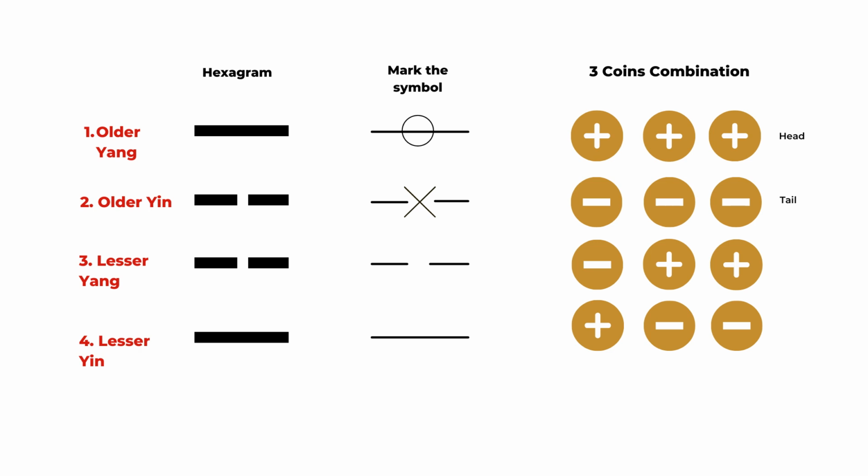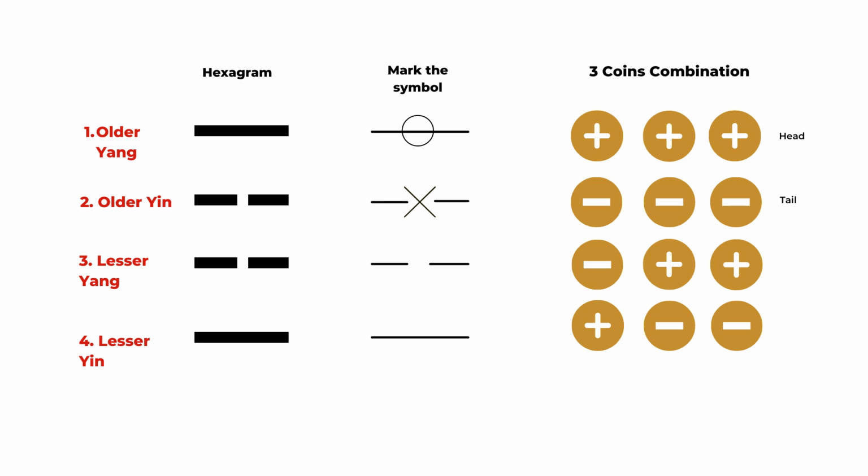So how do we interpret those combinations? The first one, when it's 3 heads, you can mark the symbol with a line and a circle in the center. That means the older yang or greater yang. The second combination is all negative or all tails. If you have 3 tails, you can mark a broken line, the symbol of the yin, and add a cross on the top. That means the older yin or greater yin.